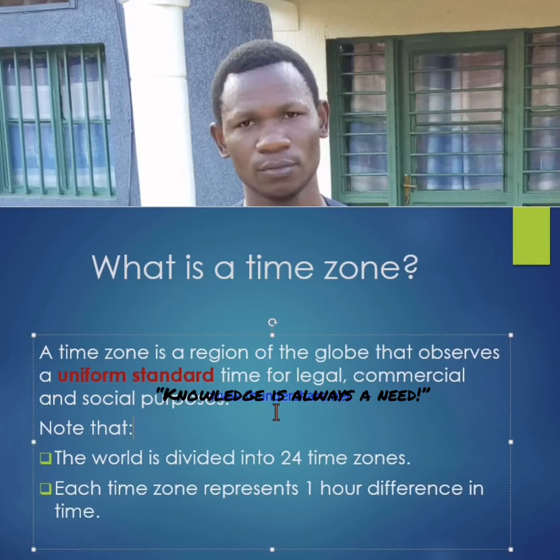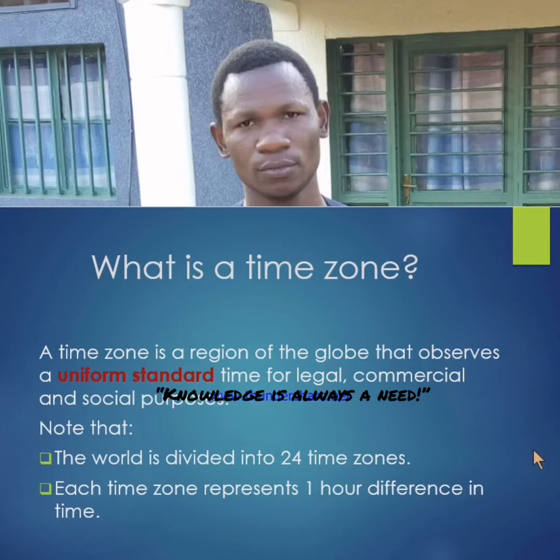And when you say uniform standard, it means it doesn't change. The time in that region doesn't change, the time in that country doesn't change, the time in that town doesn't change, because it is the same time zone. So there are two things now to notice.